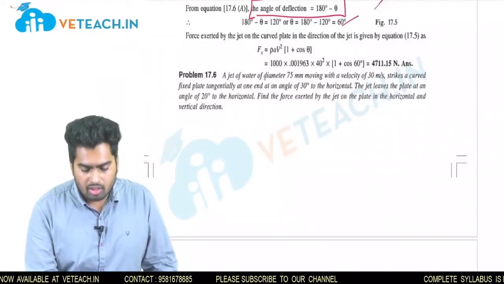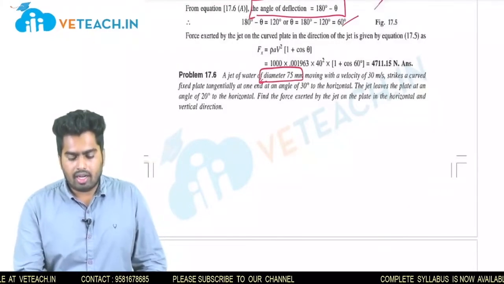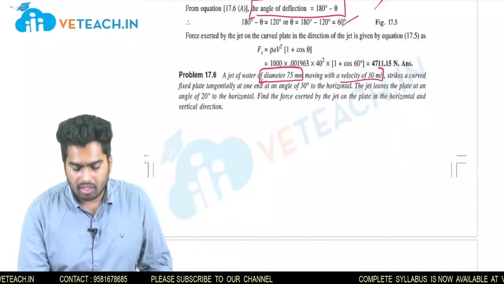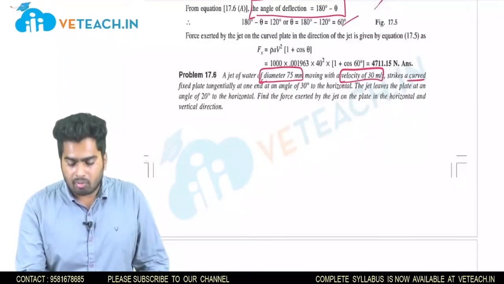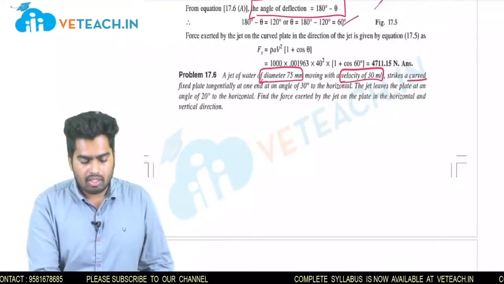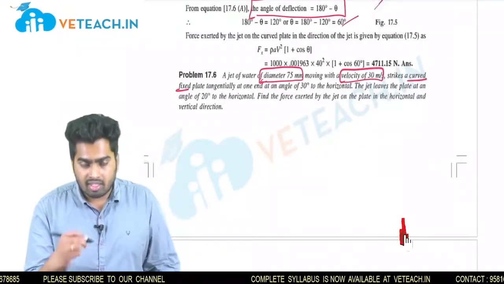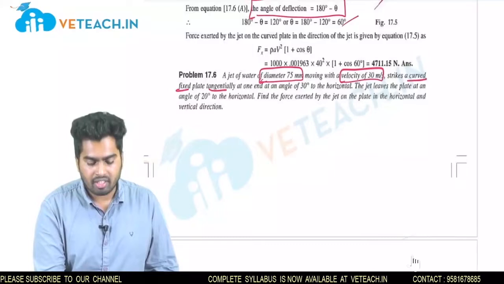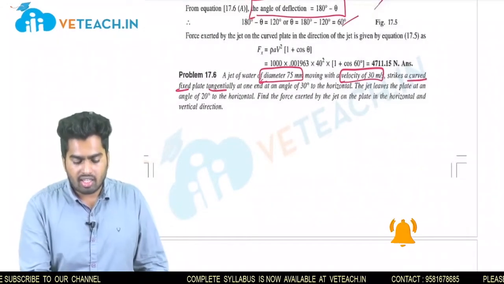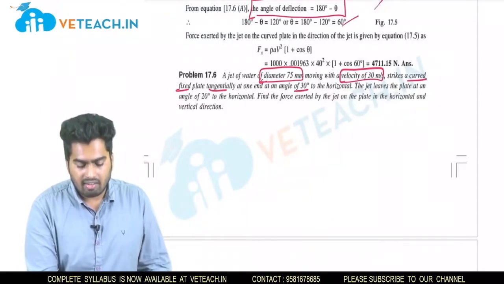The diameter of the water jet is given, and it is moving with a velocity of 30 meters per second. The jet is striking a curved plate, and the plate is fixed, that is, stationary. Whether it is hitting at the center or tangentially, from this question we can see it is hitting tangentially. At what angle? While entering it is 30 degrees, and while leaving 20 degrees.